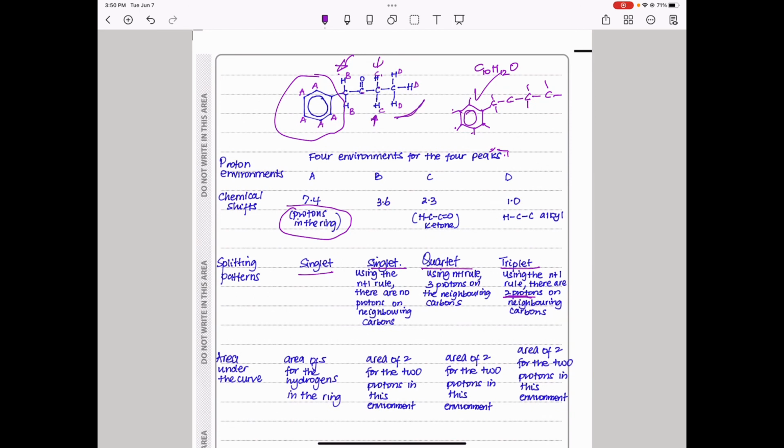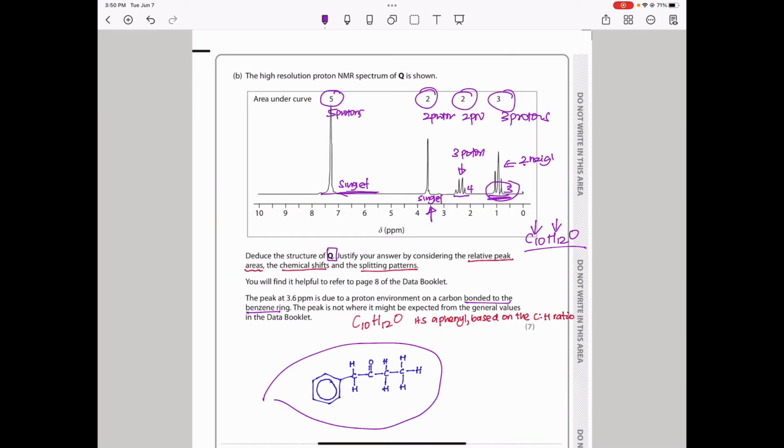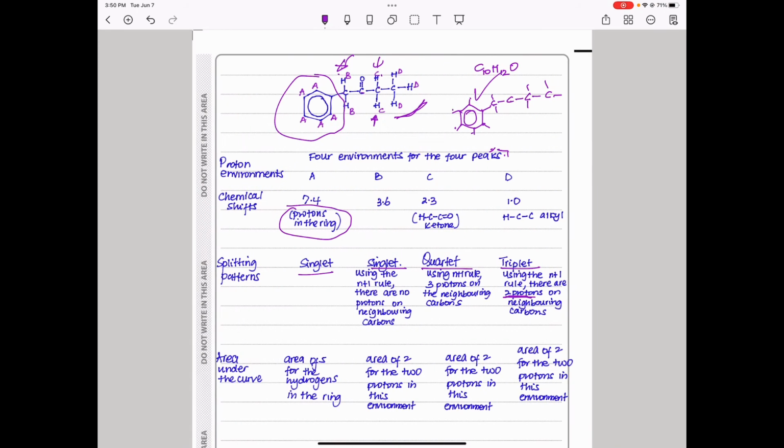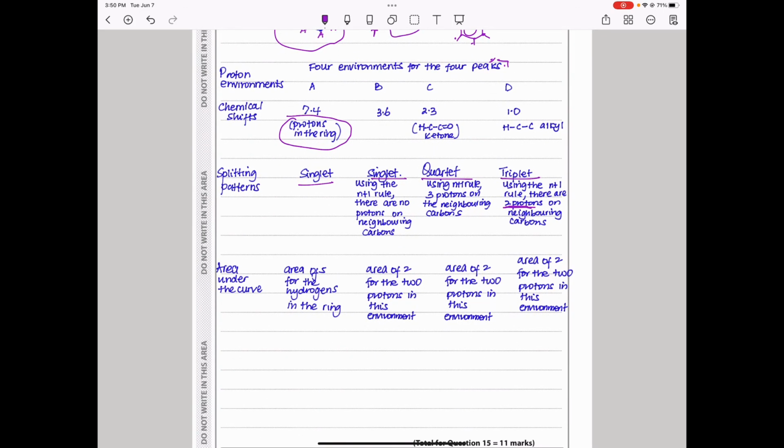It has 3 protons in it, area ratio. However, again, to go back here, area ratio, you can see 3 protons in that environment. So we have 3 protons in here. Based on the area ratio, those are the 3 protons. However, using the splitting pattern, it is a triplet because the neighbor has 2 protons in it. Area under the curve, of course, this is easy.